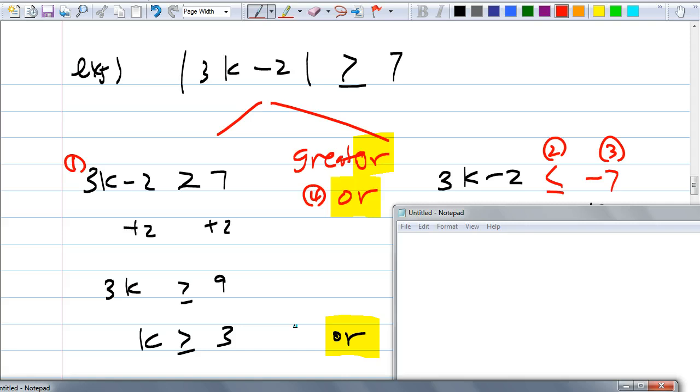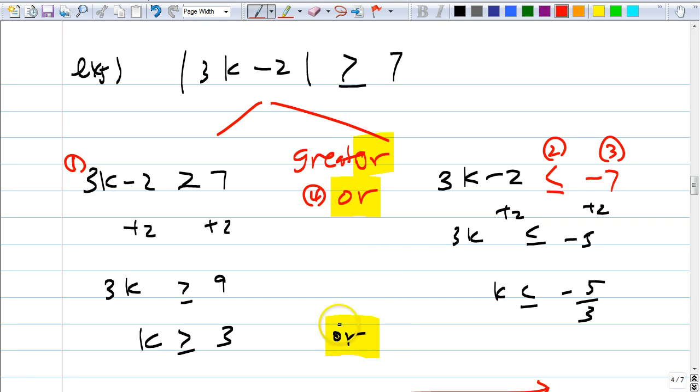Andrew, what did you get for the second one? K is less than or equal to negative 5/3. That's what I got too. Now this is OR. You guys remember what OR means? You're right.